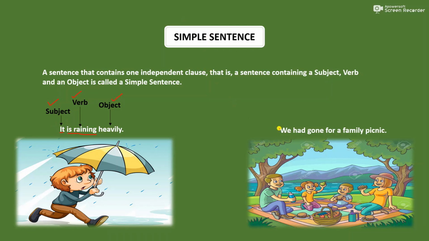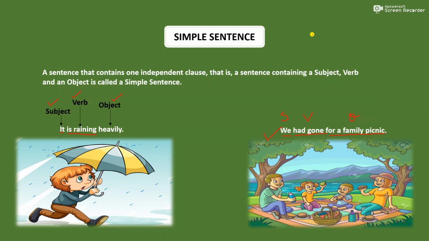Similarly, in the second sentence, the word we is the subject. Had gone is your verb, and finally for a family picnic becomes the object. So again here in this sentence we have a subject, a verb, and an object. There is no conjunction and still the sentence is complete. So this sentence also is a simple sentence.